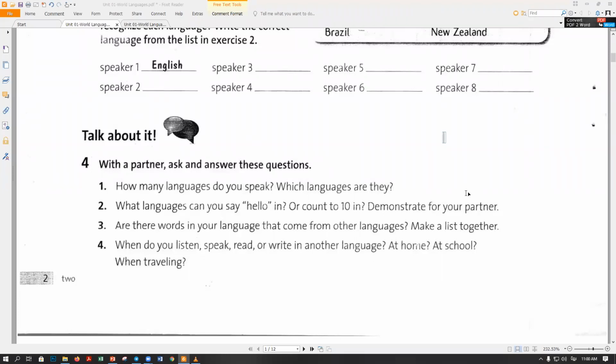Now look at exercise 4. This is a speaking exercise. You should practice speaking with your partner. Ask and answer these questions. 1. How many languages do you speak? Which languages are they? What languages can you speak? Say hello in, or count to 10 in, and demonstrate for your partner. 3. Are there words in your language that come from other languages? Make a list together. 4. When do you listen, speak, read, or write in another language? At home, at school, when traveling?